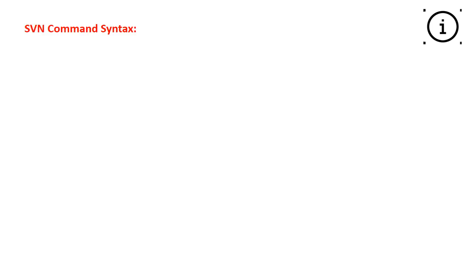You can access Subversion in two ways: either with a GUI or the command line interface. In our curriculum, we'll use the command line interface. The command line interface is efficient and fast when compared to the graphical user interface. The generalized SVN syntax is as follows: svn, subcommand, options and arguments. Both options and arguments are optional. If you want, you can use them, but it is not compulsory.